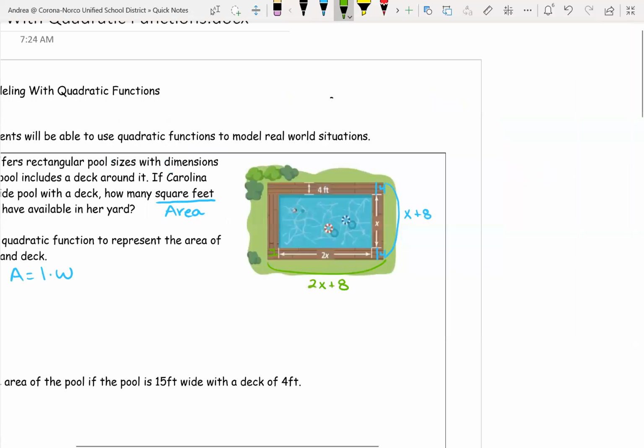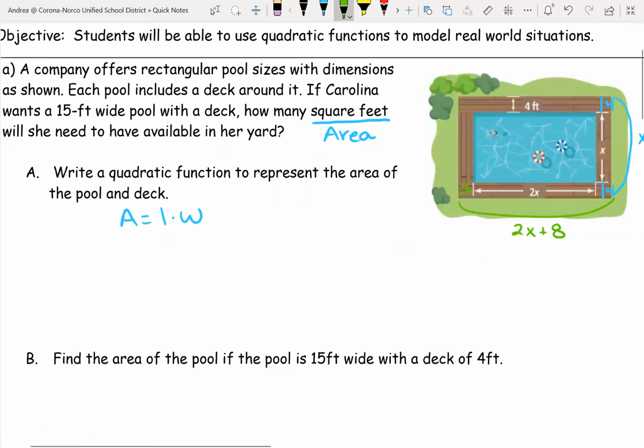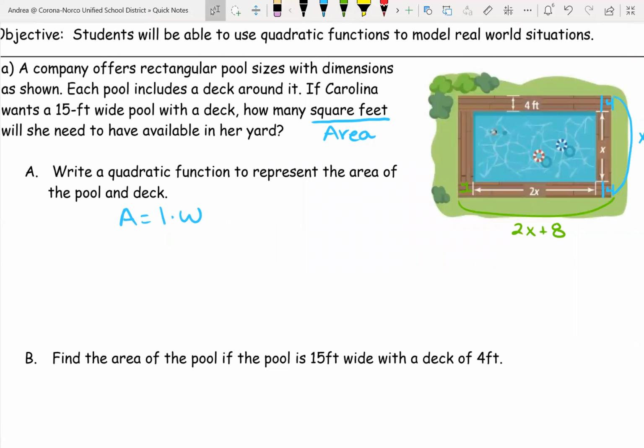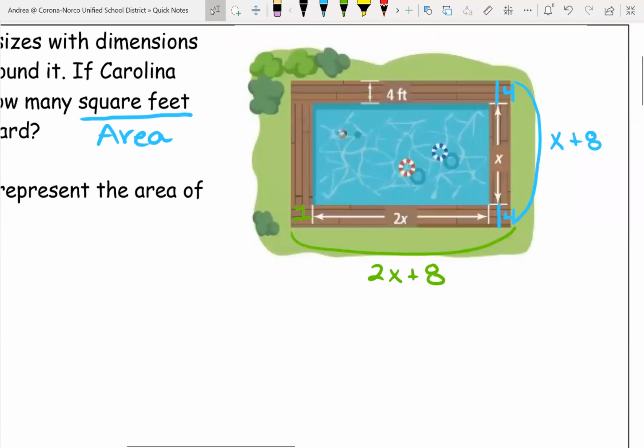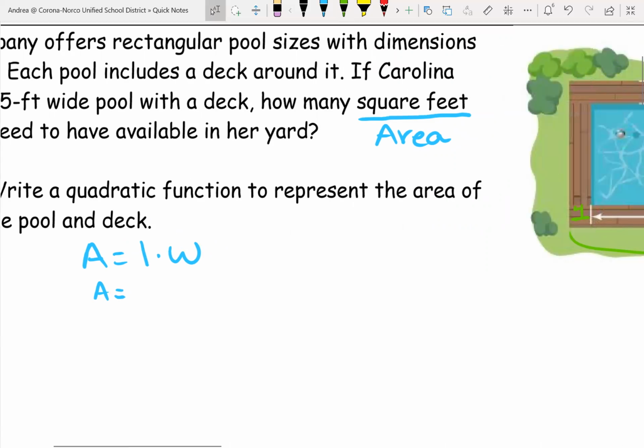So write a quadratic function to represent the area of the pool deck. So the quadratic function is going to be the area. That's all it is. So I'm going to have my area equals the length, which was x plus 8, times the width, which was 2x plus 8.